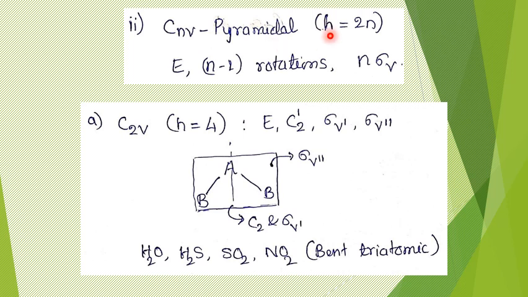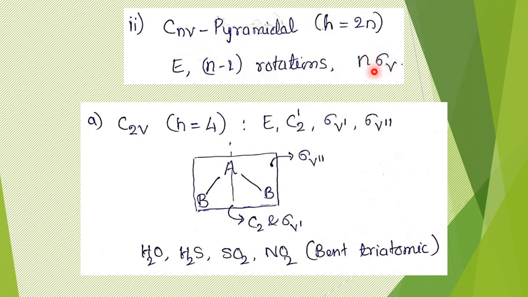And the order here will be 2n. So if we have the CnV point group, depending on the value of n, double that number of operations will be possible on the molecule. Now, which are these operations? Say identity, it's common, it is there everywhere. And if we have an axis of rotation of order n, n minus 1 rotations should be possible. Along with that, n number of sigma v's will also be possible in this kind of molecule. N number of sigma v.